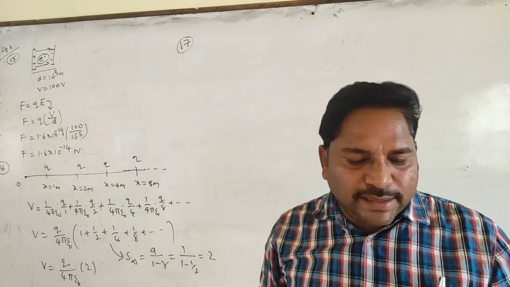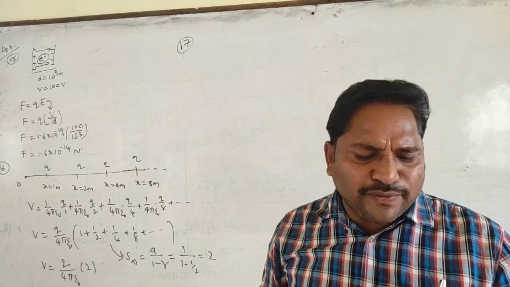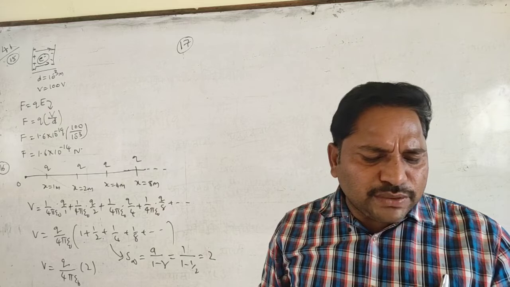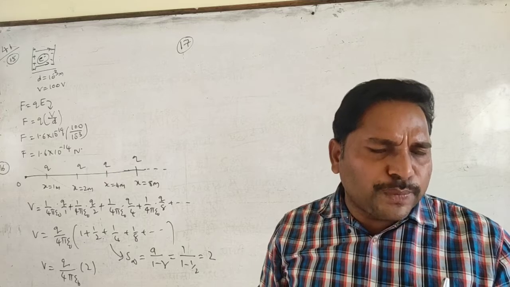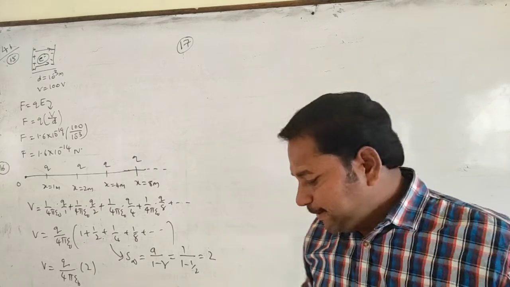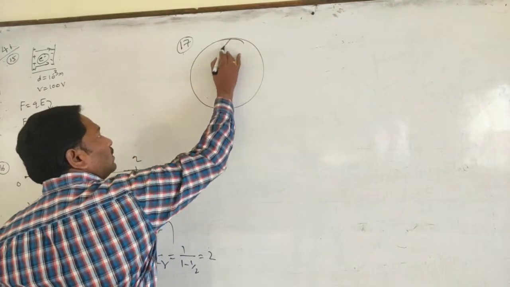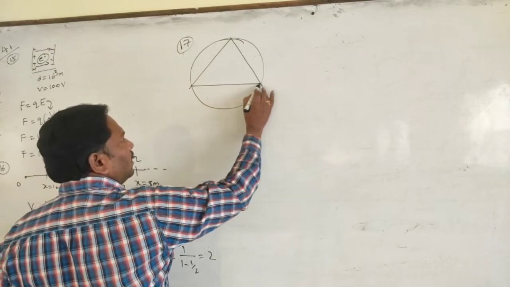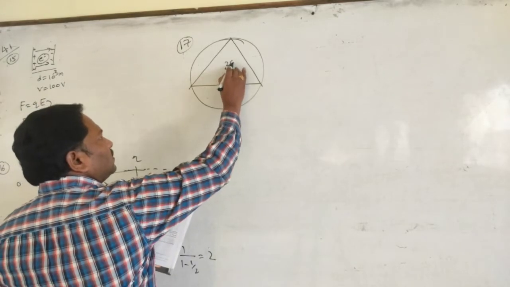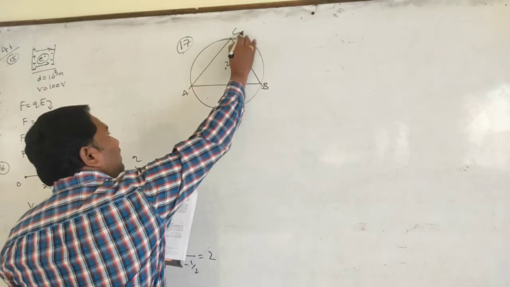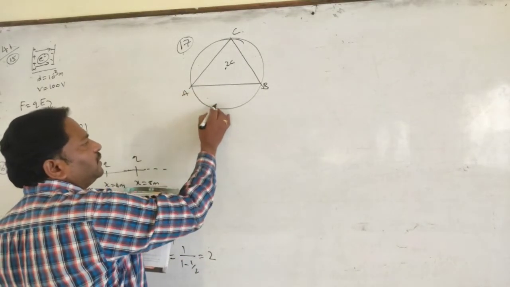Next, the 17th problem. A, B, C are 3 points on a circle of radius 1 centimeter. These points form the corners of an equilateral triangle. A charge of 2 C is placed at the center of the circle. What is the work done in carrying a charge of 0.1 microcoulomb from A to B? Like this, 2 coulombs is at the center, and A, B, C are on the circle. What is the work done? We are moving from A to B.